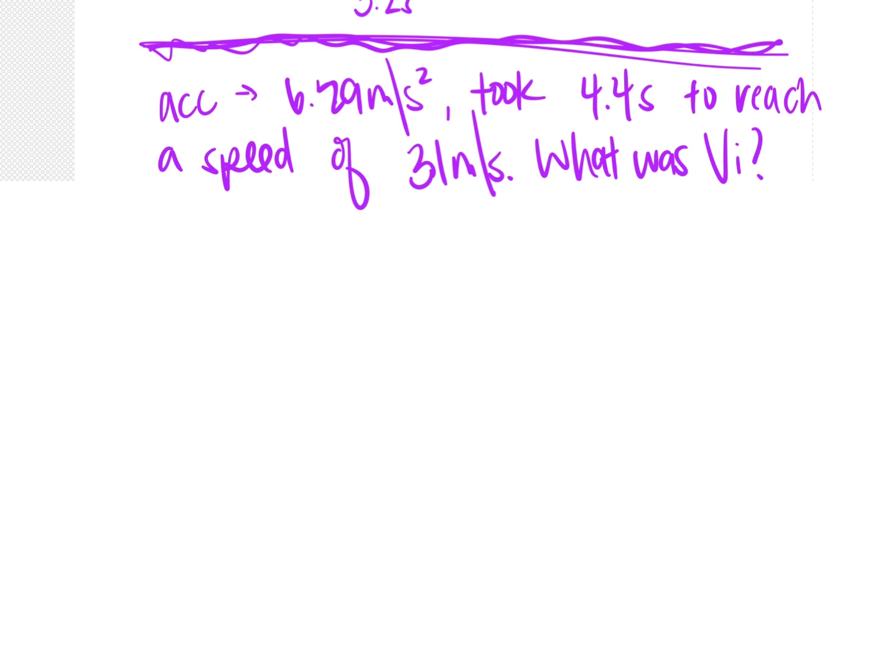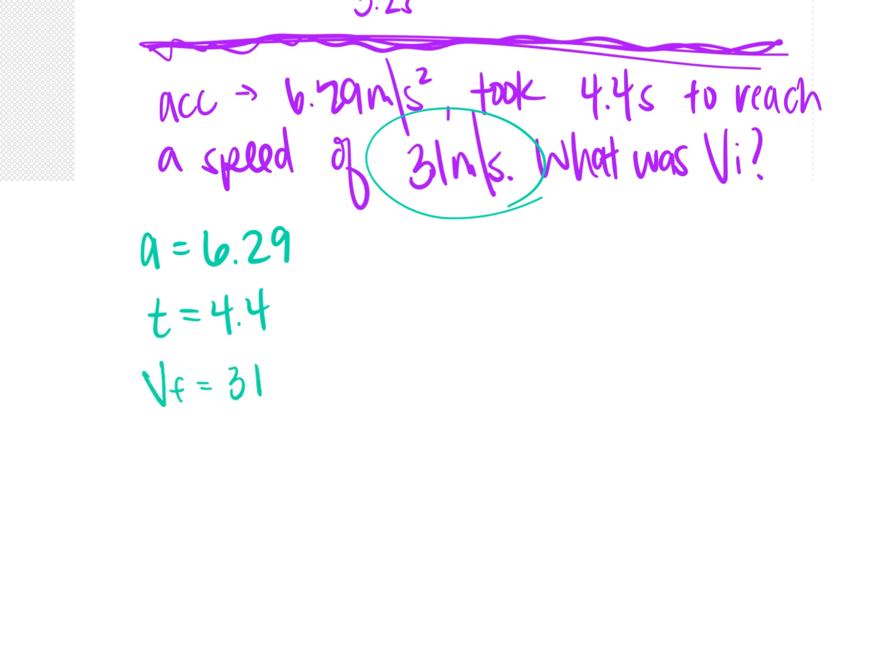Okay, so let's start making a list here of what we know. My acceleration is 6.29. Time is 4.4. What is this value, 31 meters per second? Final velocity is 31, and VI would be my question mark. Okay, so I've got to set up my algebra equation correctly here. So we're going to say acceleration. You don't have to include the units in the problem. We can drop those out. We just need to make sure we label our final answer with correct units. Final minus initial over t.